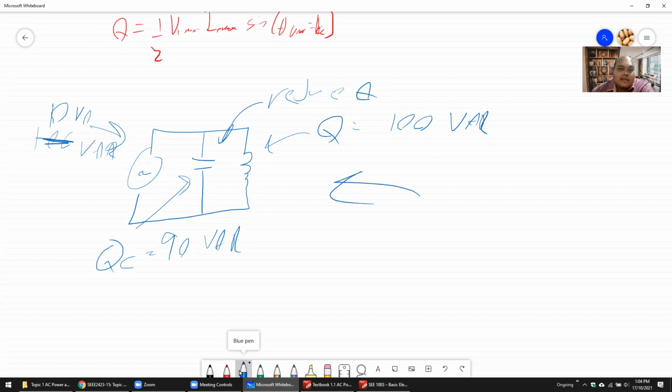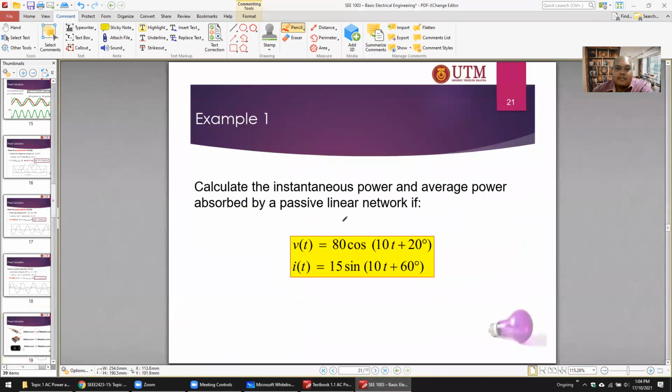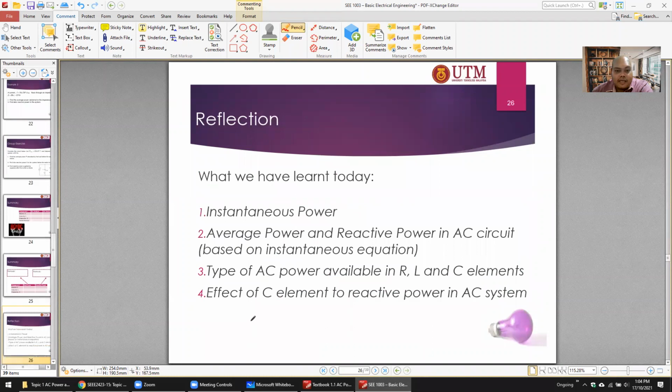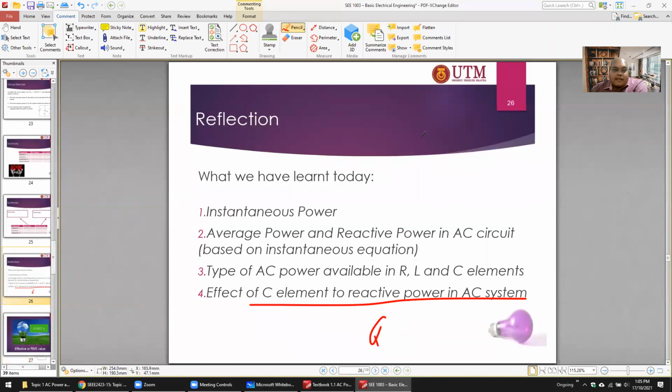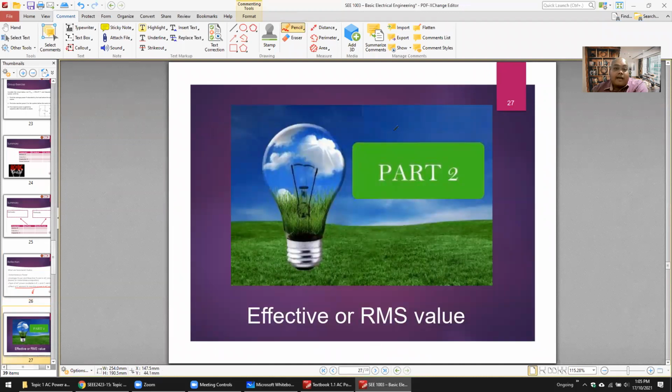So that is the relationship. Sorry, my PC hung again. So that is the summary: the effect of the C element on the reactive power of the AC system is that it supplies reactive power, Q, not P, the Q. So we complete this part. We will continue with the effective or RMS value.